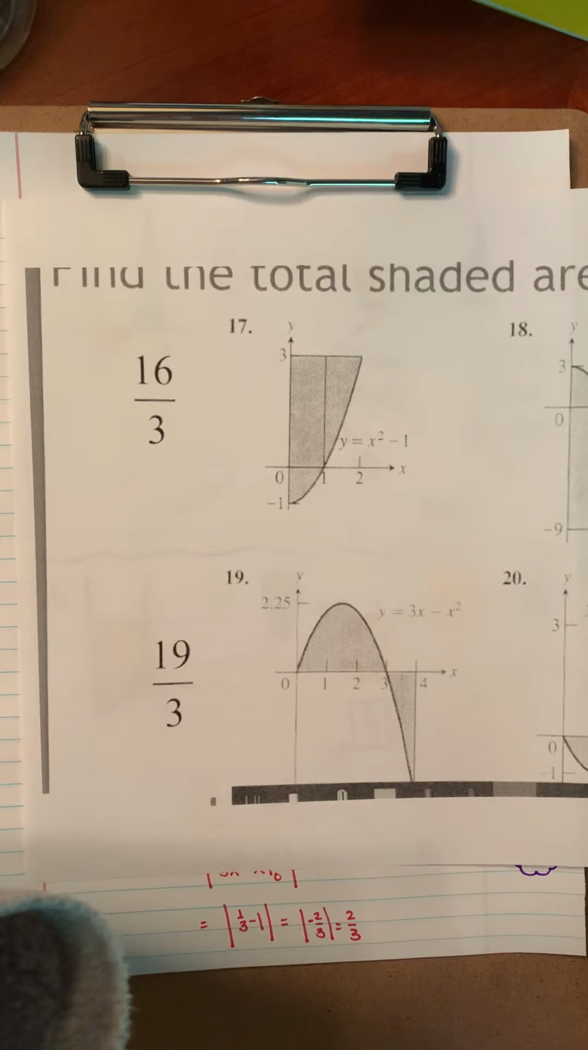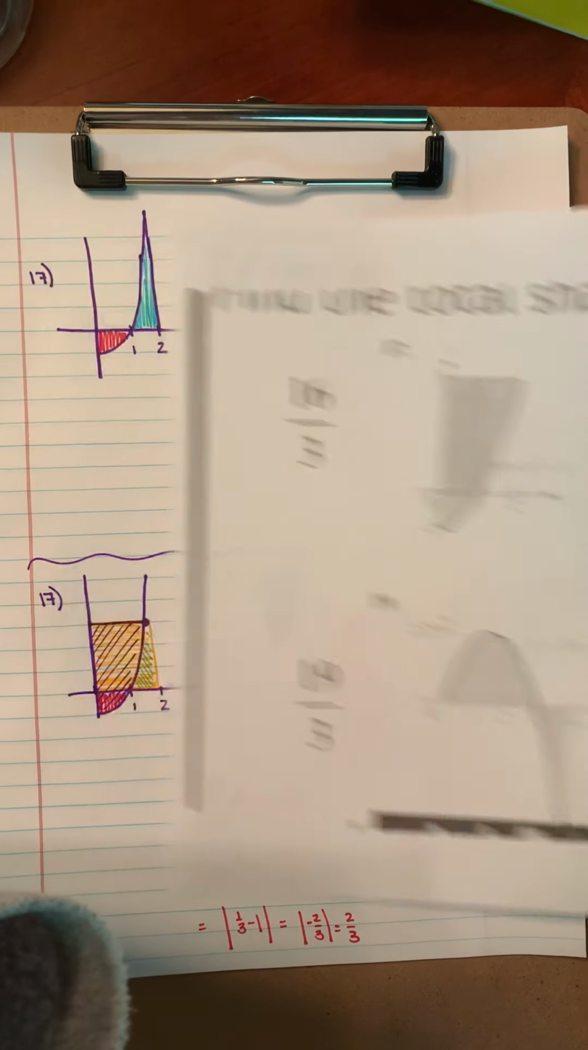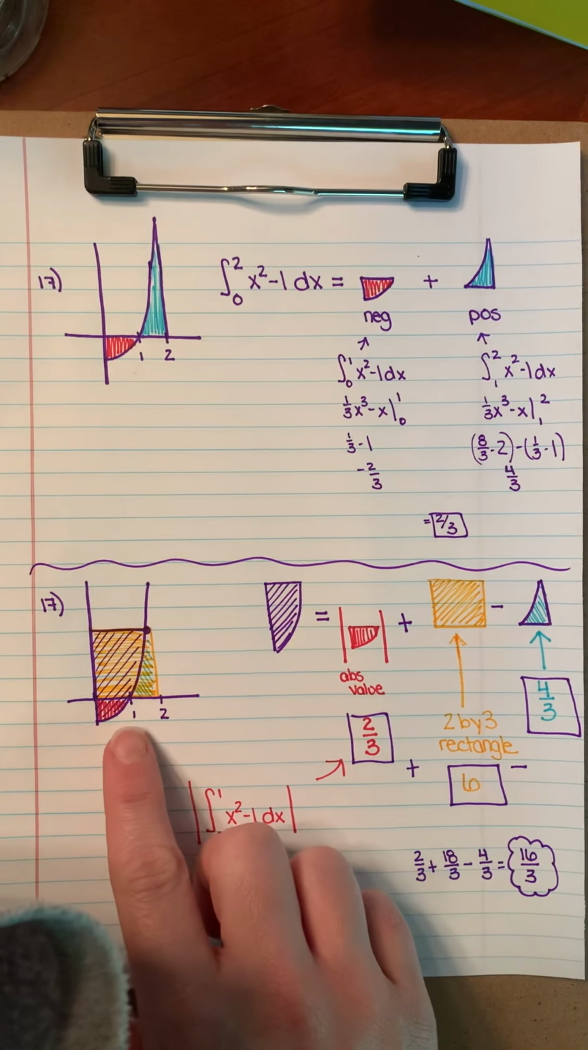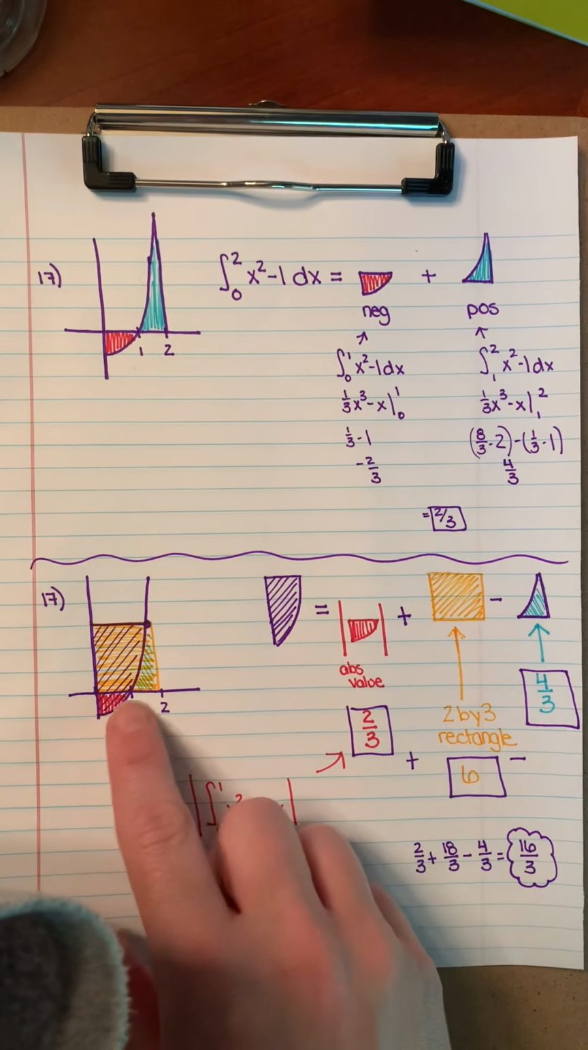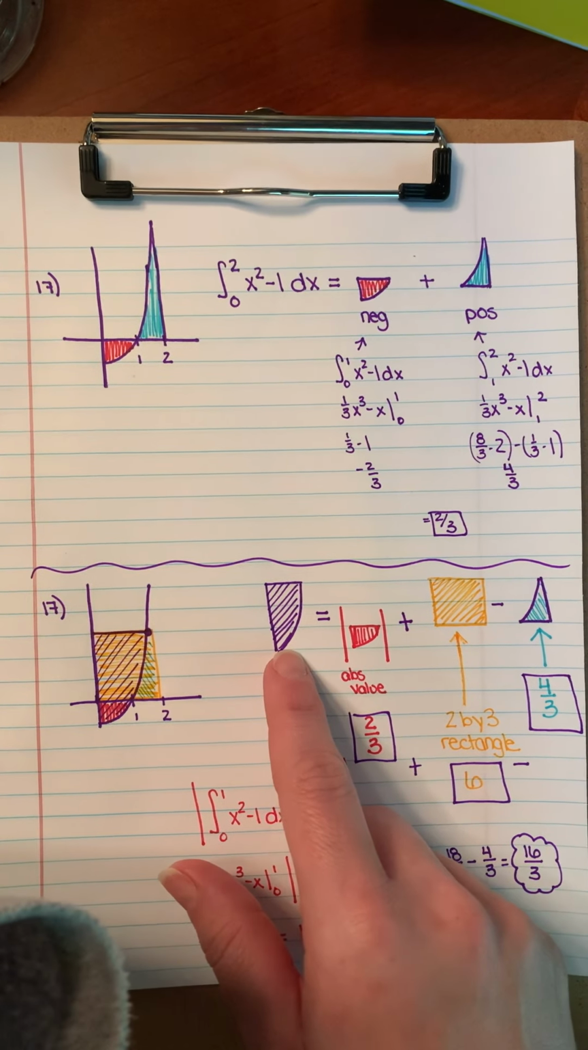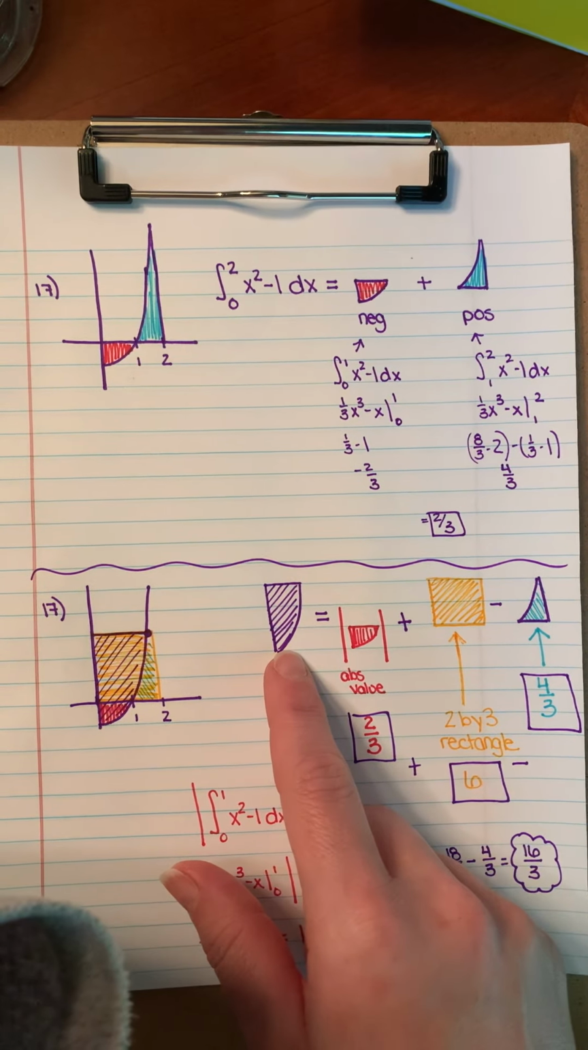The question was asking for the area of the shaded region. So we have to be super careful about how to find area. What I did down here is in the purple, we can kind of see the area that I'm going for. And I'm going to break this effectively into 3 regions.